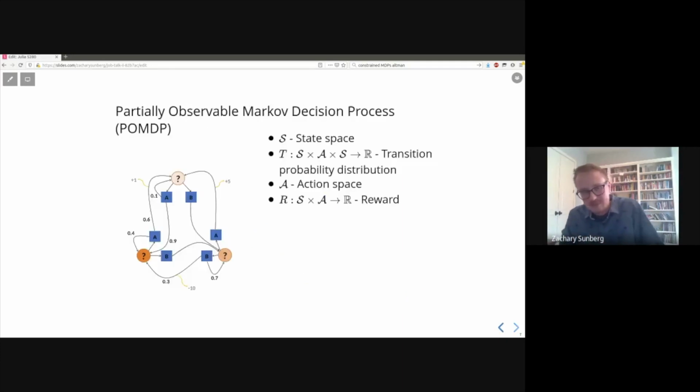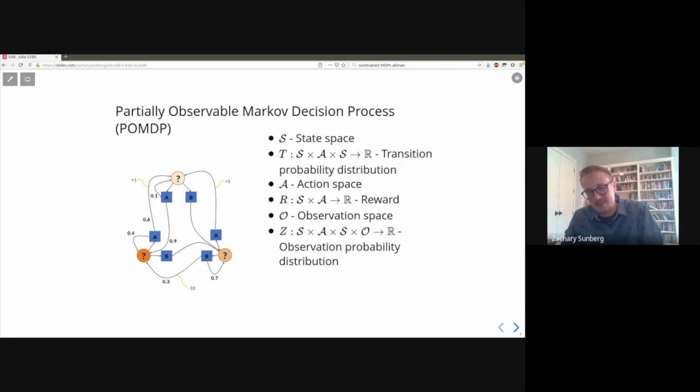So in that case, instead of a Markov decision process, we have what's called a partially observable Markov decision process, or POMDP. So now you can see this figure looks exactly like the Markov decision process figure, except instead of having the actual state that we're in, we have these question marks because we don't actually know what state we're in. Instead of being able to observe the state exactly, we have an observation at each time step from an observation space. And these observations are distributed according to an observation probability distribution Z.